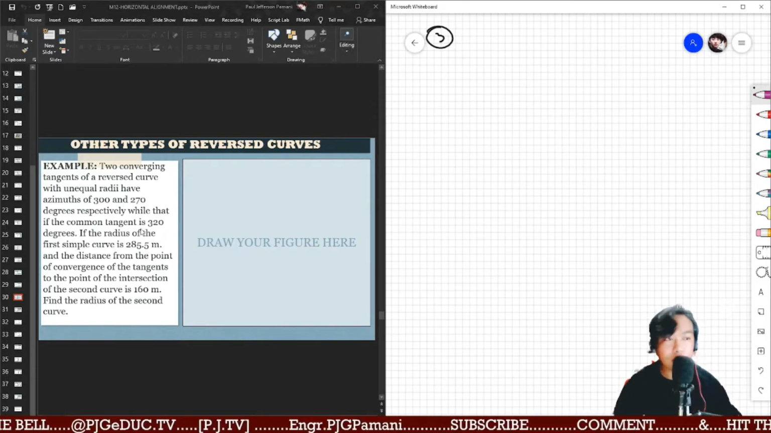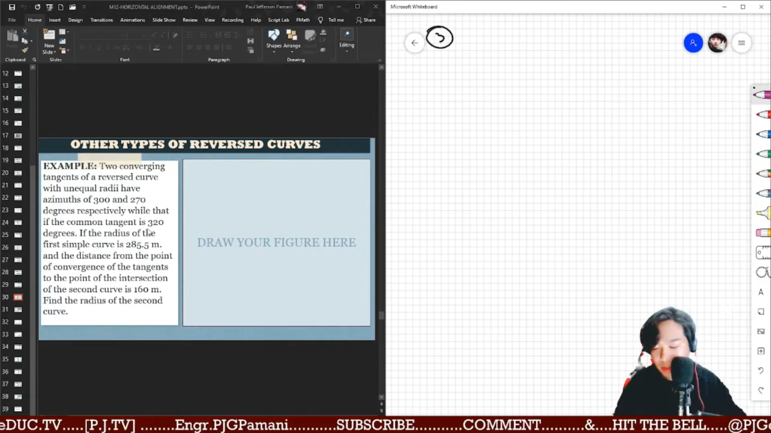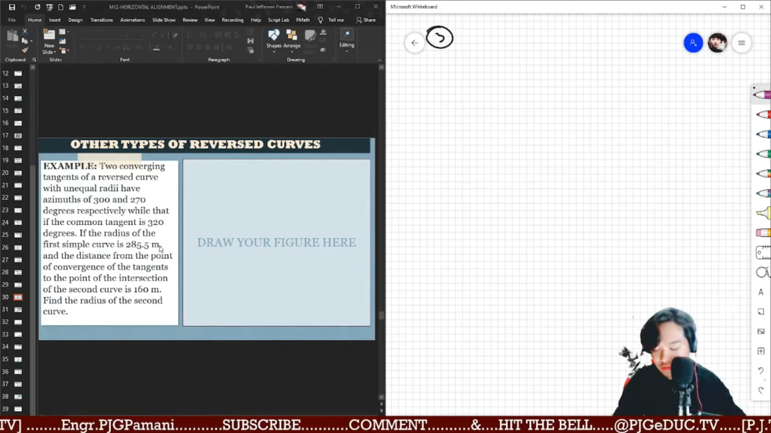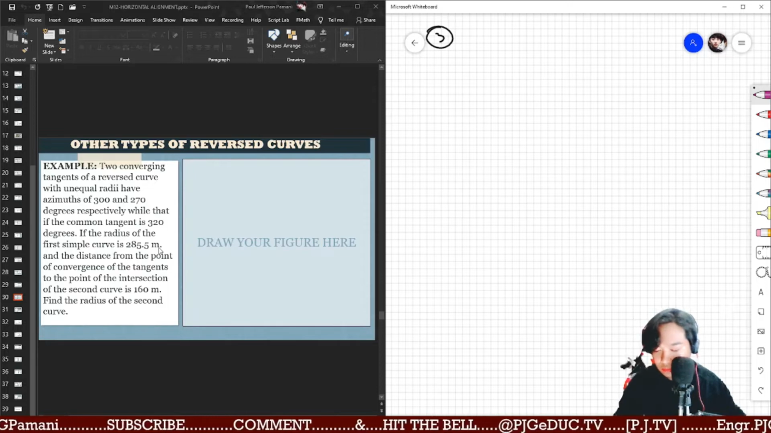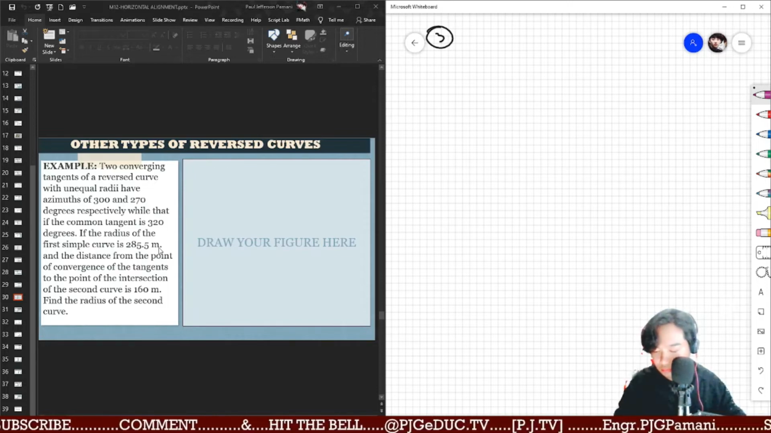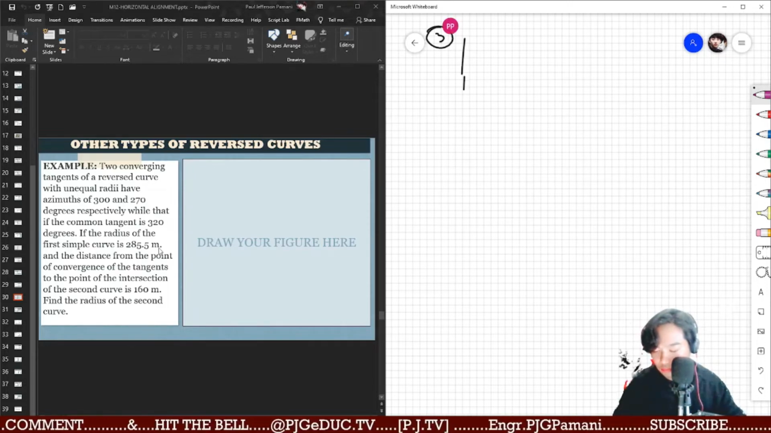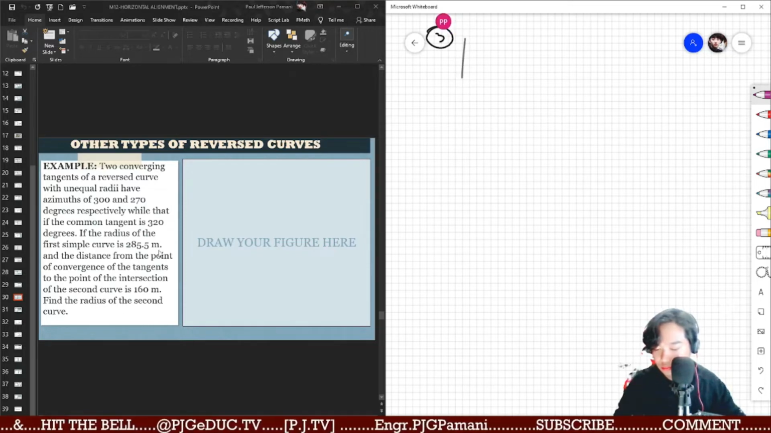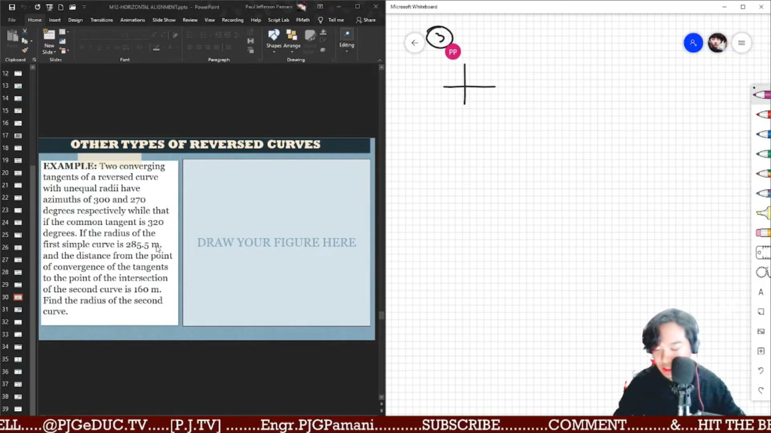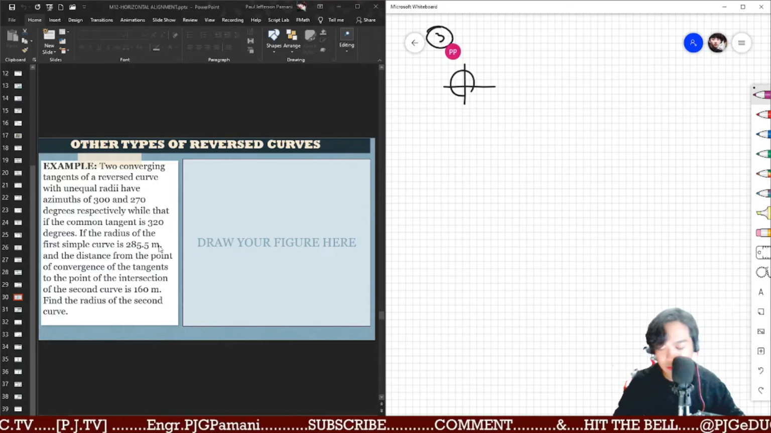How are we going now to interpret the problem? Sabi niya, the azimuth of the back tangent is 300 degrees.